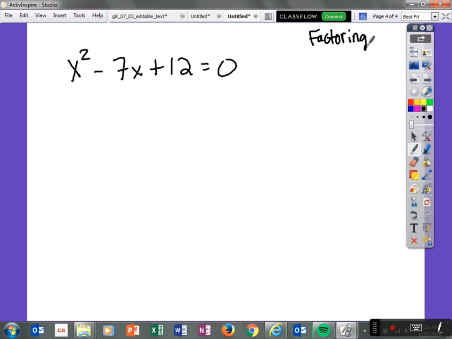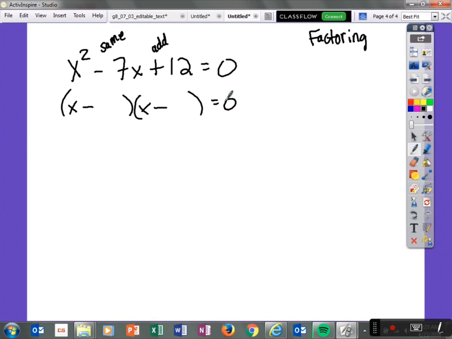What is this going to factor into? 2 parentheses. What does x squared have to break down into? X and x. This sign means to add, and every time we add, our signs are the same. What are both signs going to be this time? Negative, what's underneath the word same, a minus.